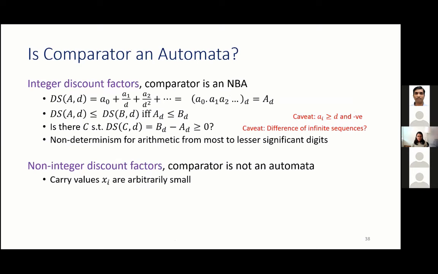So what we summarize from here is that when the discount factor is an integer, then using arithmetic plus non-determinism, we can generate a non-deterministic Büchi automata for the comparator. However, when the discount factor is not an integer, then we can prove that the comparator cannot be an automata. And the reason it cannot be an automata is because the carry values can become arbitrarily small, and therefore there would be infinitely many states.